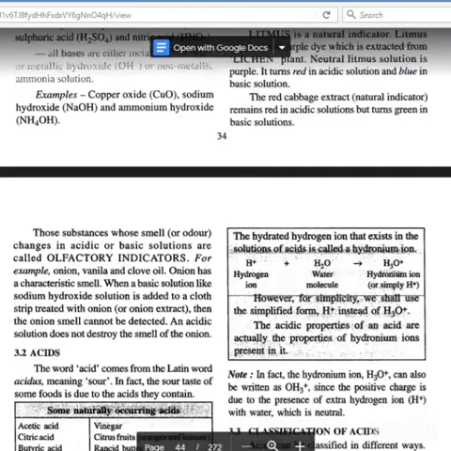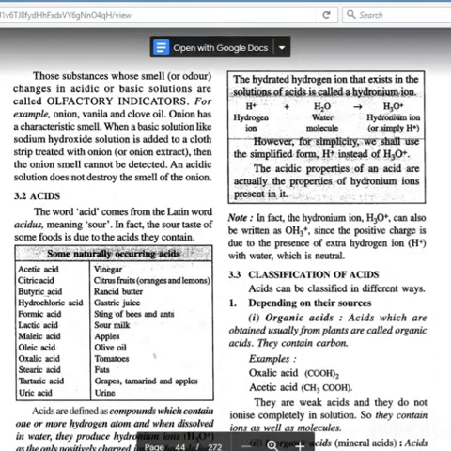Coming to the next type, that is the olfactory indicator. What are olfactory indicators? Olfactory indicators are identified by their smell or odor. Kindly check the highlighted portion about smell and odor. For that we are using examples: onion, vanilla and clove oil.